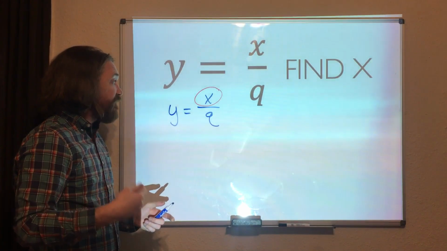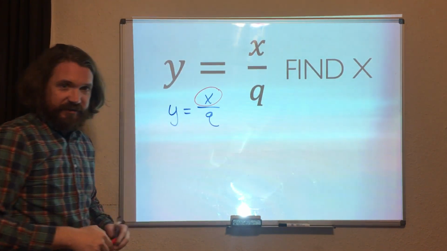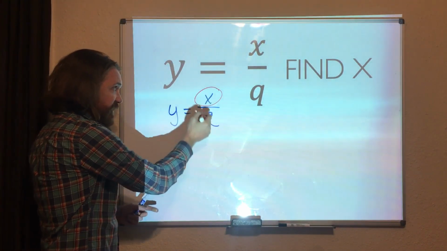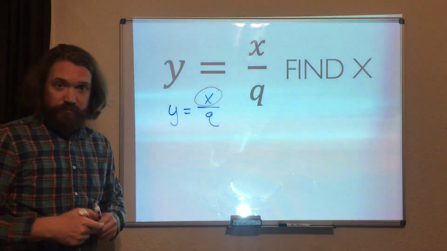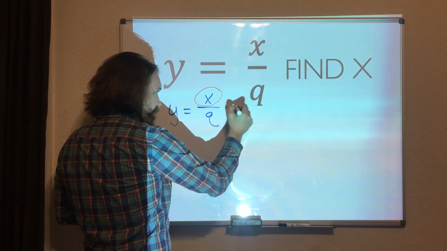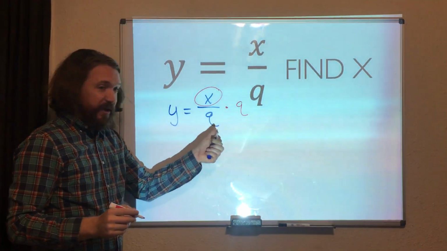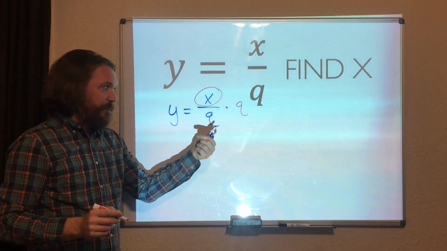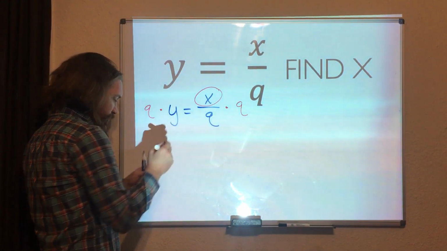So what do we have to do here? Well, I need to move q because I want x by itself. Okay, so this is division, right? What's the opposite of division? Well, multiplication, of course. So we're going to multiply both sides by q. You always multiply by what's in the bottom of the fraction, okay? Multiply both sides by q.